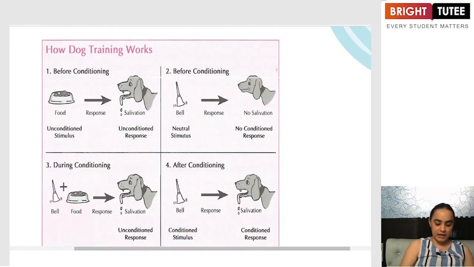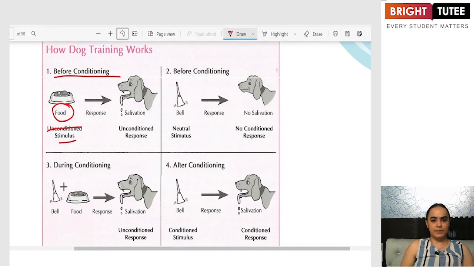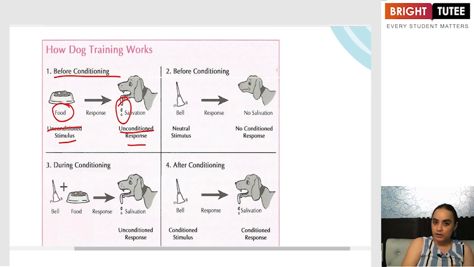Now, if you see the first picture, before there was any conditioning, food was the unconditioned stimulus, because no conditioning was applied. Food was offered to the dog. And what was the unconditioned response? The dog salivated. Food was given to the dog and the dog salivated. This was the unconditioned response of the dog.